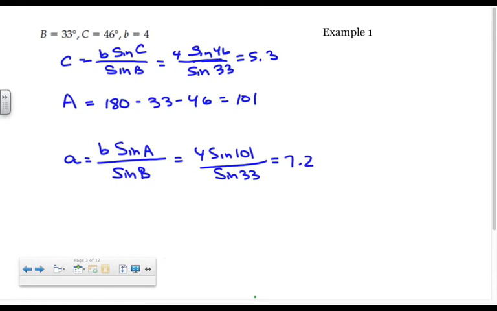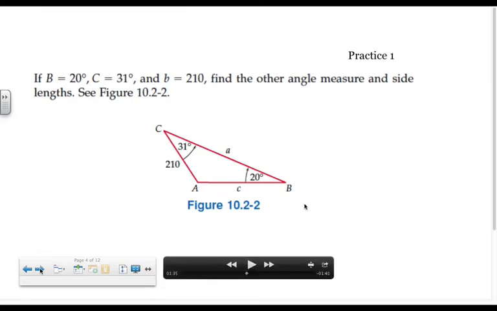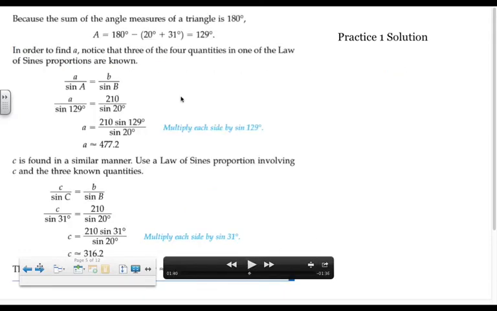So now your practice problem. Go ahead and pause the video and try it. You're given angle, angle, side. Here's your solution. First of all, I went ahead and found the third angle, which is 129, and then we used the formula, a over sine A and b over sine B, to solve, and then we did it again and solved for these. Please make sure your calculator is in degree mode.